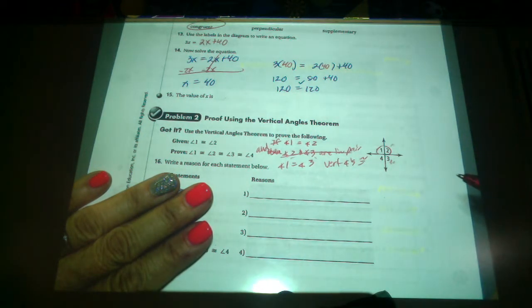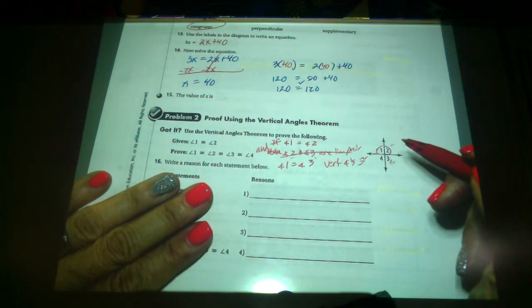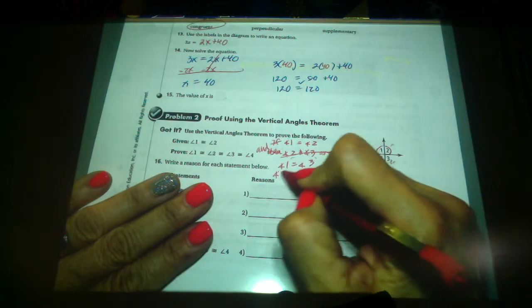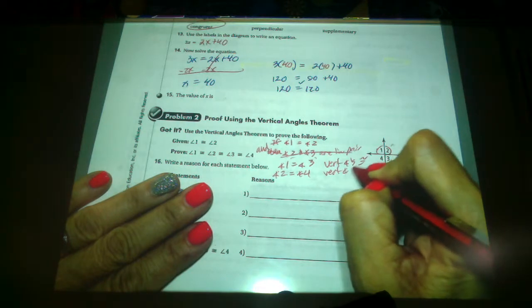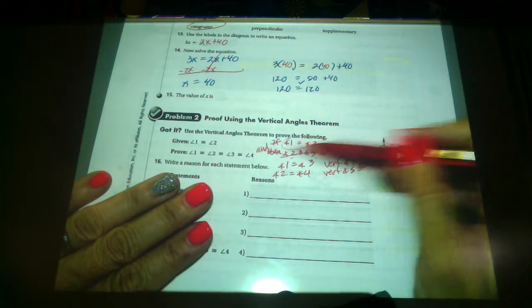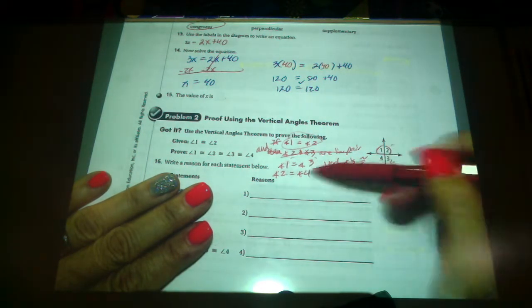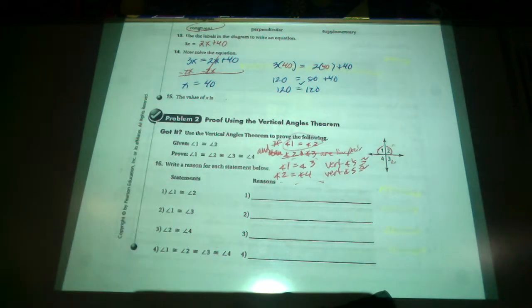What else is vertical? What else is vertical? 2 and 4. So angle 2 is equal to angle 4. Why? Because they're vertical angles. And if this was a given, don't I have 1 and 2 here? If 1 and 2 are equal, then what can you conclude? That 3 and 4 are equal. Right? And then finally you can just string them all together.